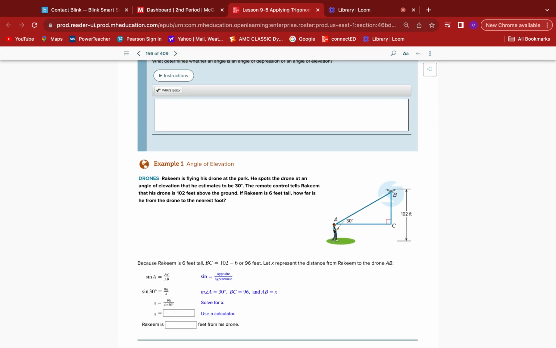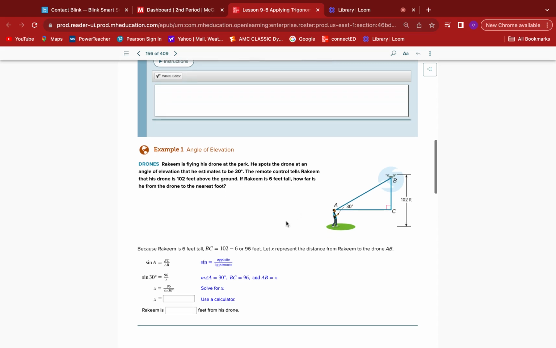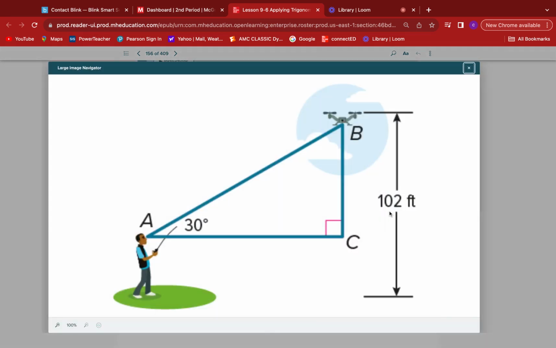All right, so let's get into example number 1, bottom of page 541. It says Rakeem is flying his drone at the park. He spots the drone at an angle of elevation. This is the angle right there, looking up. So that's kind of like your bottom where your ground level is. The remote control tells Rakeem that his drone is 102 feet above the ground. That's from his feet, by the way. If Rakeem is 6 feet tall, then the distance from C to the ground is 6. So right there is 6.